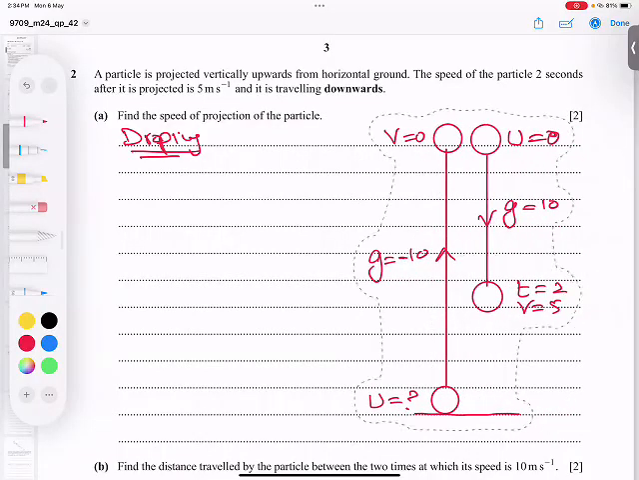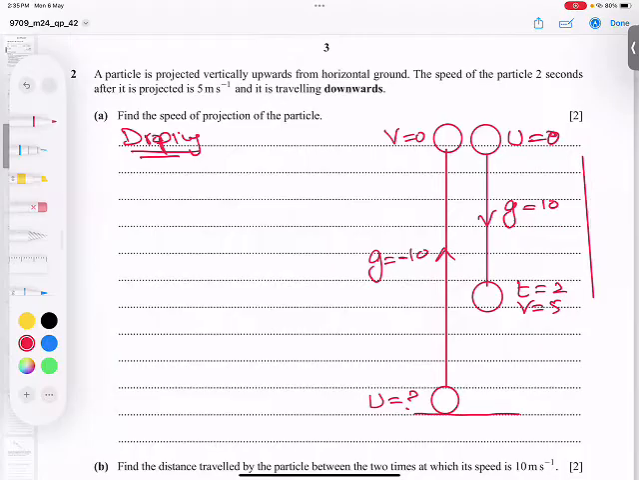The time for this journey we don't know. This time is my target. Okay, how? So let's start. This time you can't utilize it, but the ultimate speed we know. So let's apply V is equal to U plus AT, or GT.